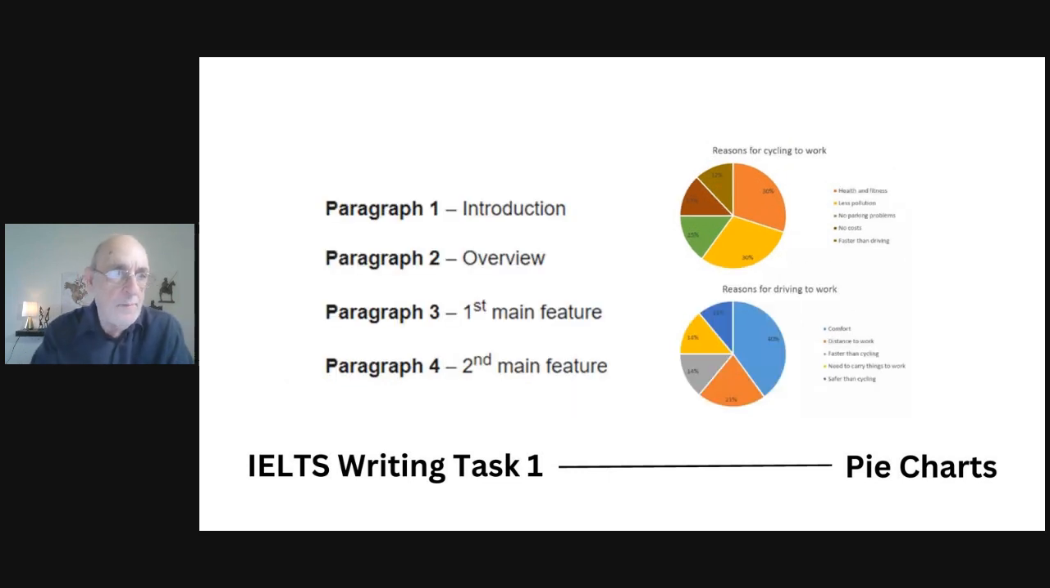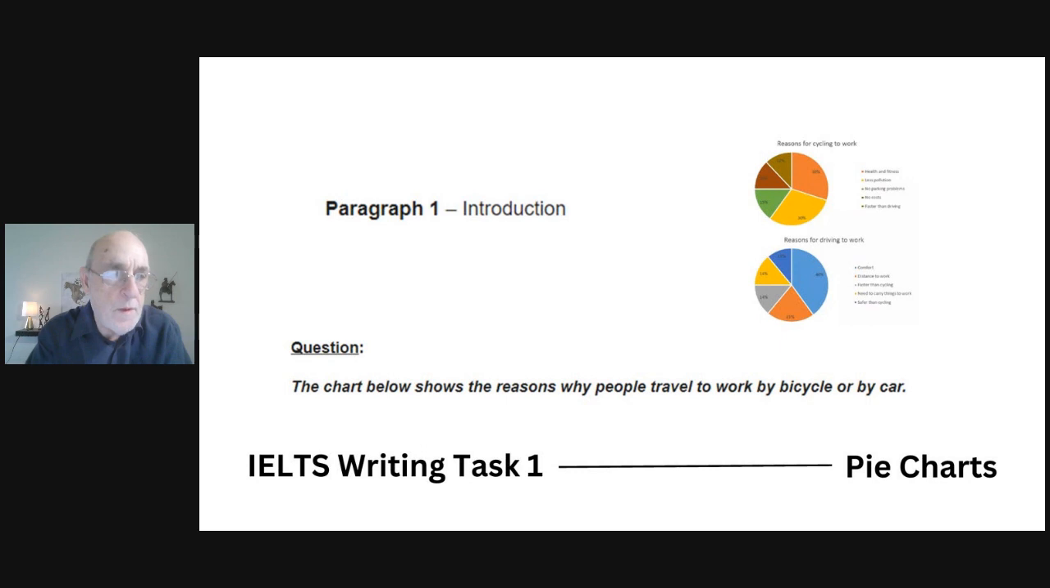So let's begin by reminding ourselves that our essay is only going to have 4 paragraphs: an introduction, an overview, one paragraph with our first main feature and one paragraph with our second main feature. So now I'm going to take you step by step on how to write each paragraph and what to include with each paragraph. So let's begin with the introduction.